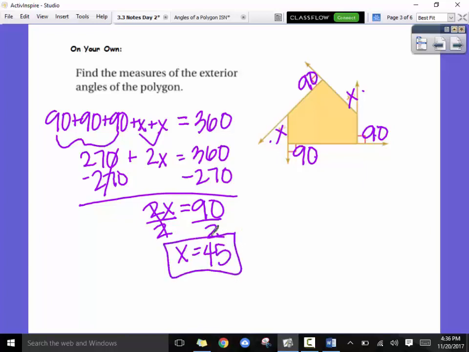Then I need to go back and check. Okay, this is just an x, so that's 45 degrees. This is also just an x, so that's also 45 degrees.